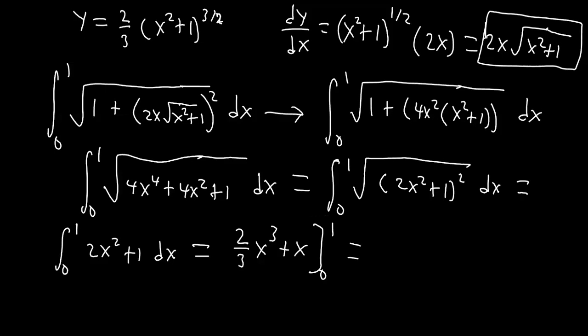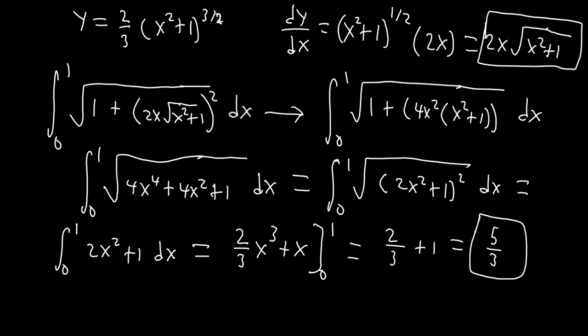So now, if you plug in 0 here, you're just going to get 0, so we don't really have to worry about the 0, and we can just plug in 1. So when we plug in 1, we're going to get 2 over 3 plus 1. And now what will this give you? Well, 3 over 3 plus 2 over 3 is just going to be 5 over 3. Okay, and that's your answer.